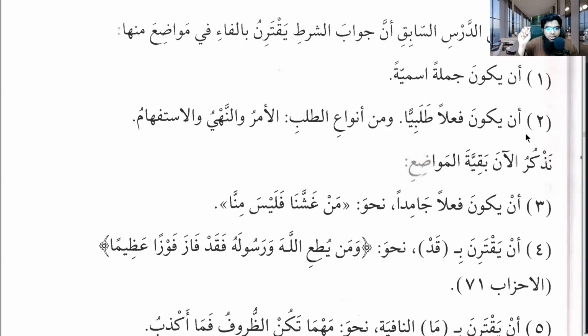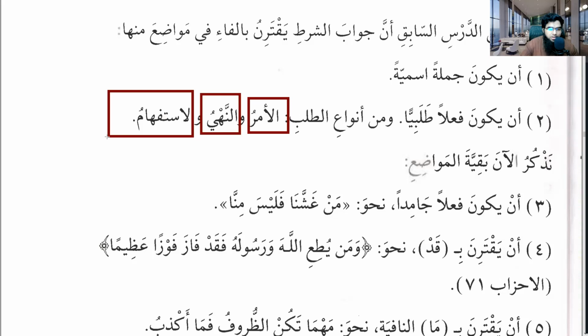Talabi, fi'lan talabiyan. ومن أنواع الطلب, and there are actually 8 or 9 types of talab. Okay, there only he's teaching us only 3 in this book. ومن أنواع الطلب الأمر والنهي والاستفهام. And from the types of talab is al-amr, command and prohibition, and istifham, that is questions, questioning.